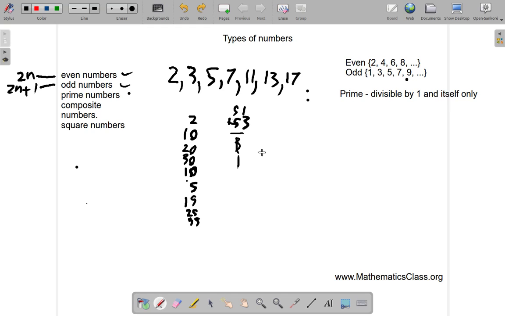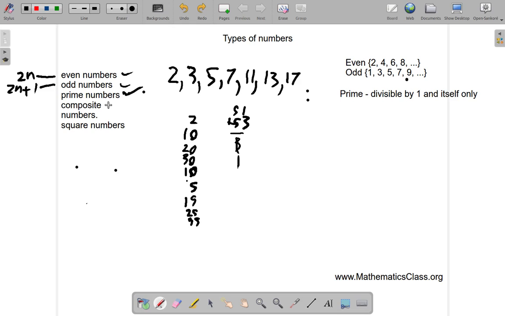So those are just some things to bear in mind if you're going to be answering a question where you're asked to show which of the following numbers is prime or which of the following numbers is not prime, or whether or not the following number is prime. Alright, so those are prime numbers.